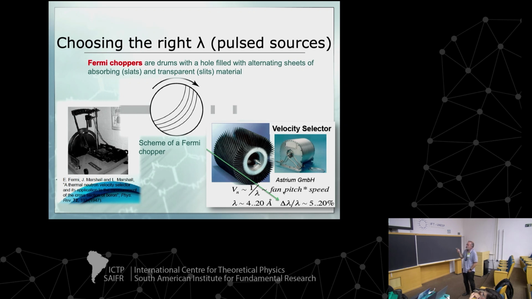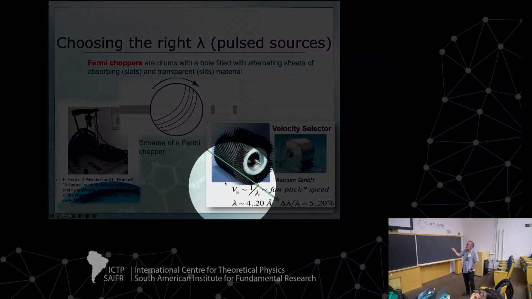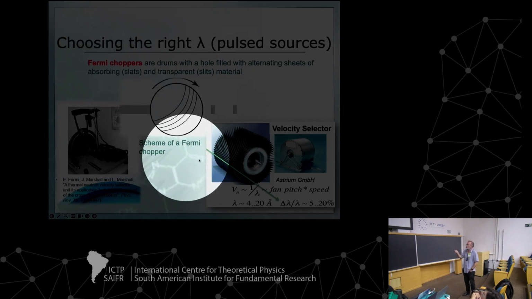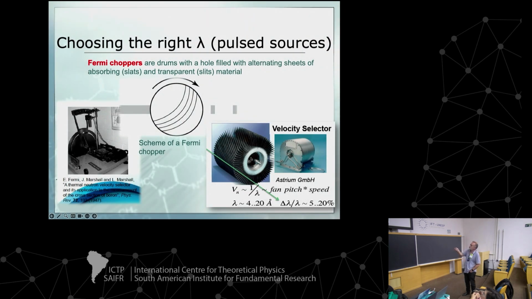To choose the right lambda, here you use what is called a Fermi chopper, which is basically a chopper. It is this thing you see here that is rotating and selects those neutrons that are in phase with the chopper. It has a hole and it rotates. Those that have the right wavelength pass, those that don't hit the chopper and bounce back, right? You have an error of between 5 and 20% in the selection of the wavelength.